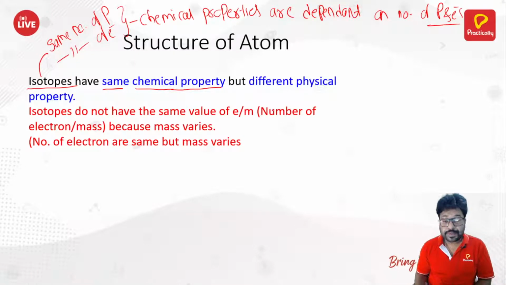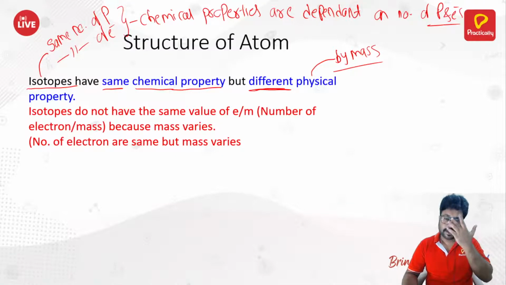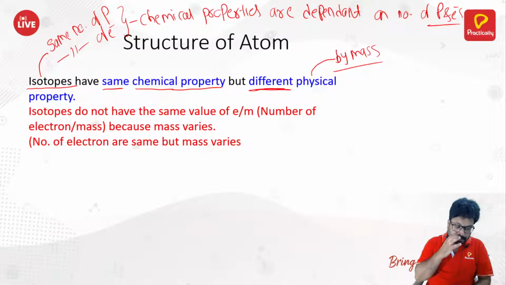But physical properties would be different. That is obviously because physical properties are decided by mass. And as you had seen, the mass of isotopic species are different. So if the mass is different, since the physical properties are derived from the mass, if the mass is different, physical properties are bound to be different.